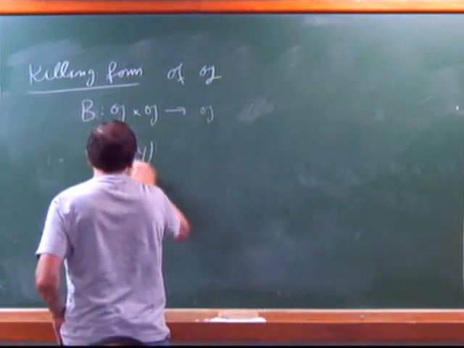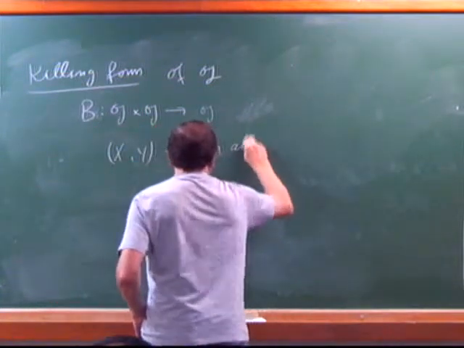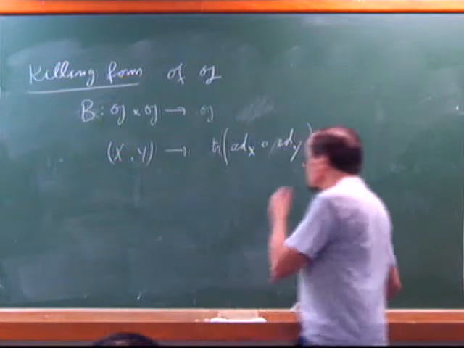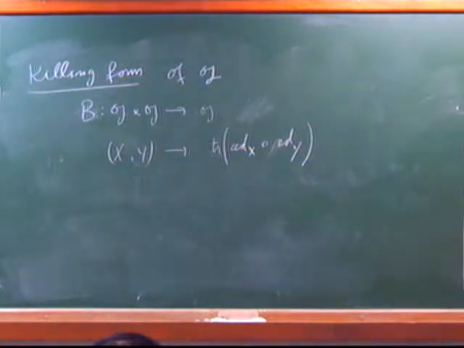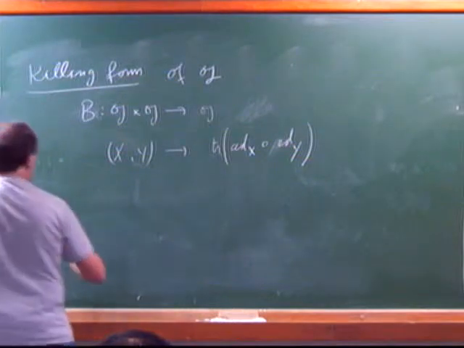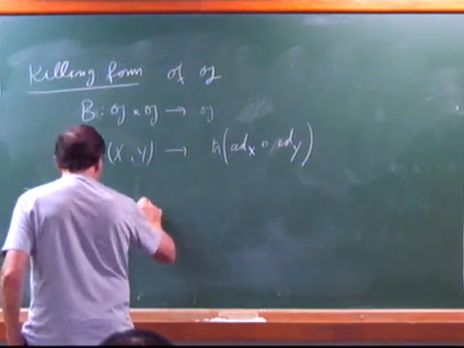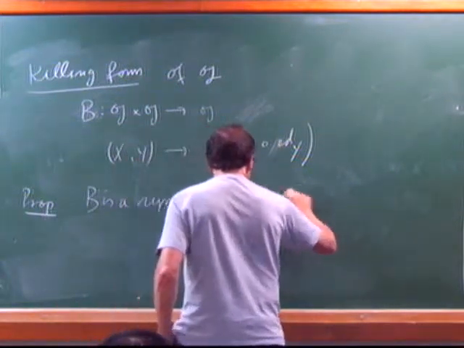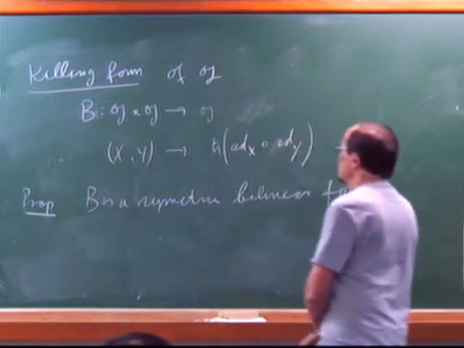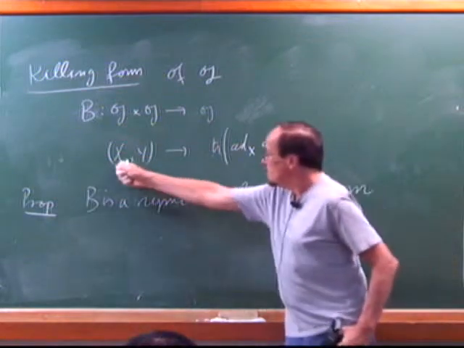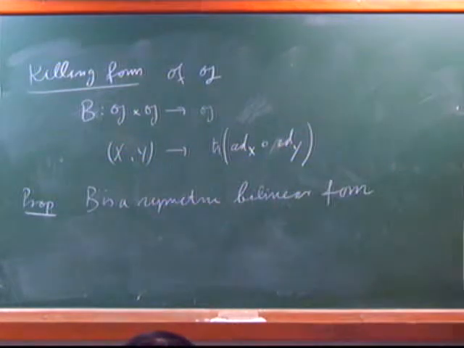B of X, Y goes to the trace of ad X composed with ad Y. So take a trace of the adjoint homomorphism, and I get something Lie algebra valued, and its properties are that B is a symmetric bilinear form. That's clear, right? Certainly trace AB is trace BA, so it's symmetric. You multiply X by a constant, it just comes out. So that property is obvious.